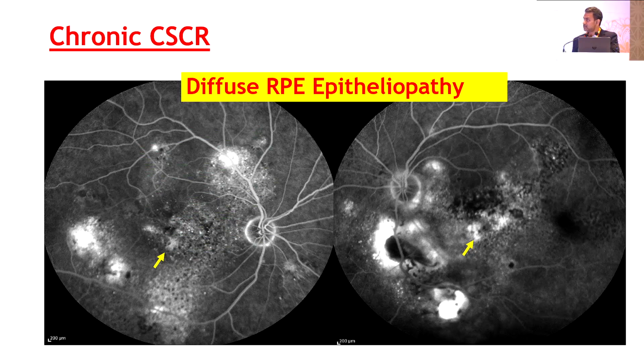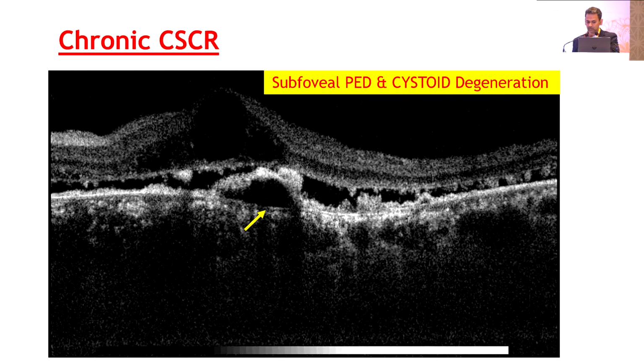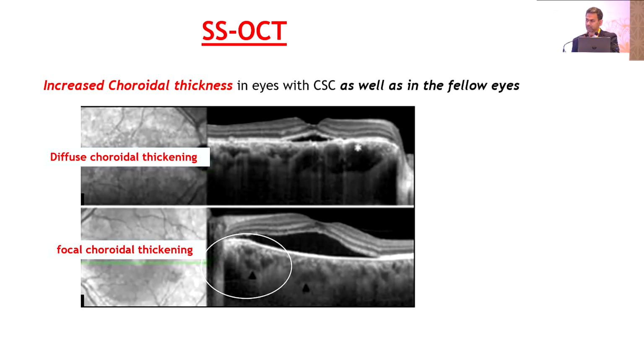Whereas in chronic CSC, we look at diffuse RPE epitheliopathy, multifocal leakage, and diffuse ooze in the late phase of fluorescein angiography. On OCT you see intraretinal fluid, photoreceptor outer segment elongation associated with PEDs, and later foveal thinning and atrophy. As we mentioned, swept-source OCT shows it could be a diffuse thickening or a focal choroidal thickening, especially nasally or temporally.